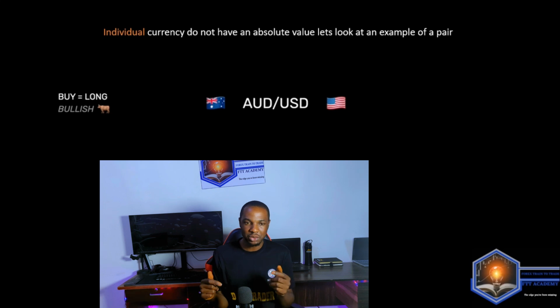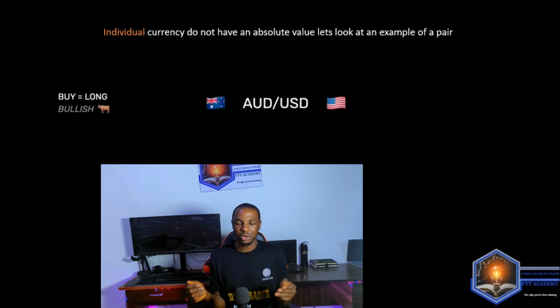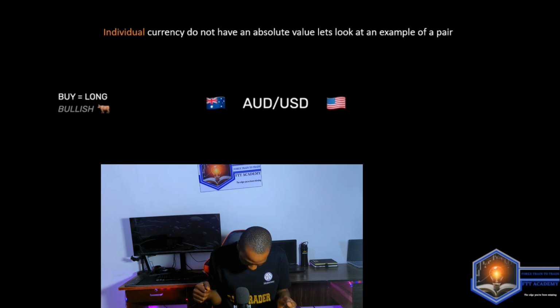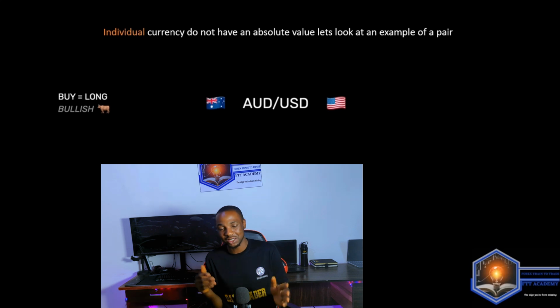That is why I was saying that we are going to discuss some acronyms, which are basic terminologies. If you want to say long, you say buy. Short is sell. Bullish means going up. Bearish means going down. Just think of it as a bull: when a bull wants to attack, it goes with a horn and pushes up. Why a bear? When a bear is attacking, it pushes down. So that's where that is derived from.